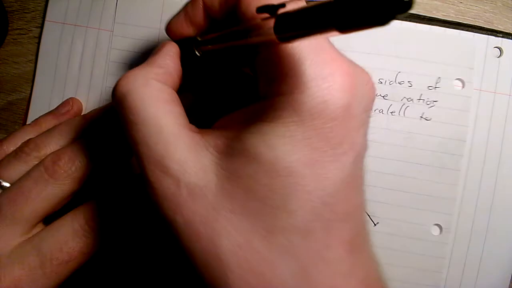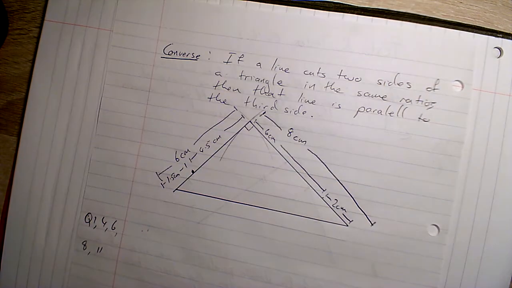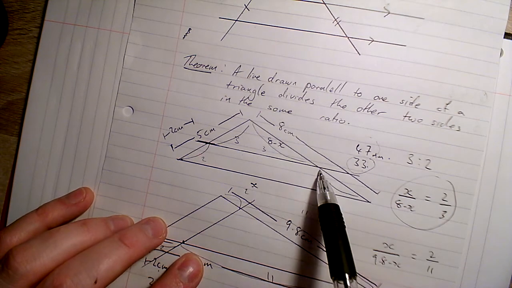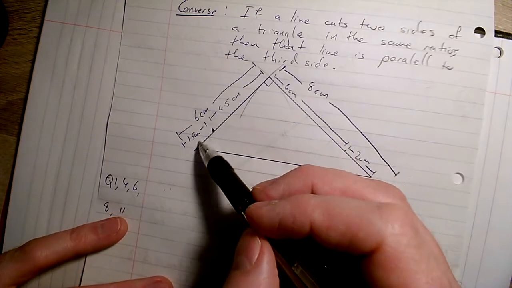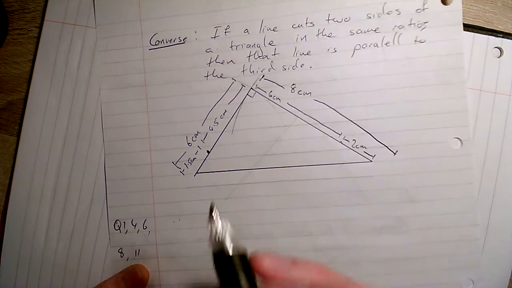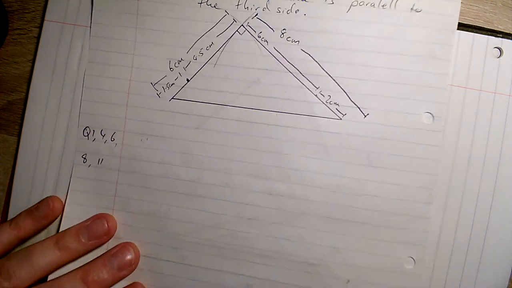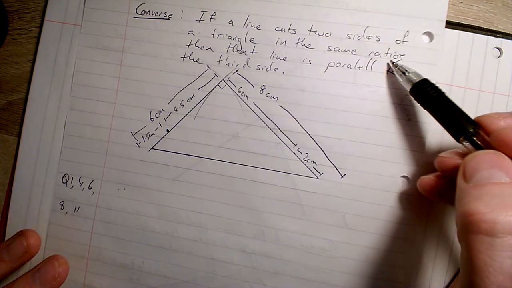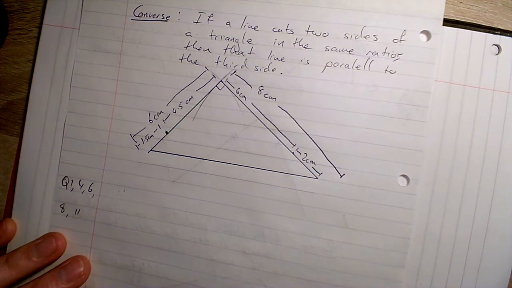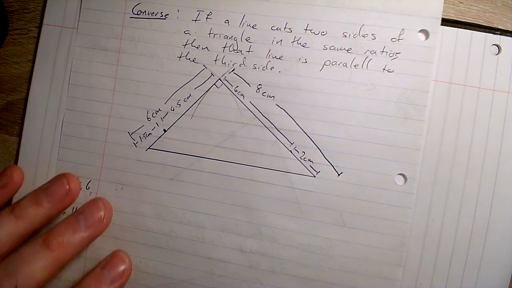And our last theorem is the converse of that one. Okay, so the converse means reverse the if and the then statement. So we're saying if you draw a parallel line through one segment, you'll cut the other segment in the same ratio. Now we're saying if you cut both segments in the same ratio, then the line that you draw between those two segments will be parallel to the third side, to the base. Okay, if a line cuts two sides of a triangle in the same ratio, then that line is parallel to the third side.